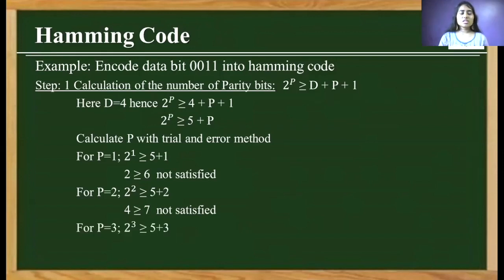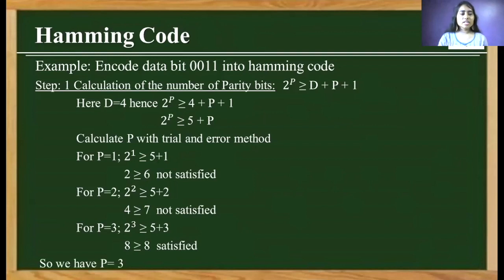For p equals 3, 2 raised to 3 is greater than or equal to 5 plus 3. So it becomes 8 greater than or equal to 8. That means for p equals 3, the equation satisfies the condition. So we have to add 3 parity bits to this 4-bit message to convert it into Hamming code for error correction.